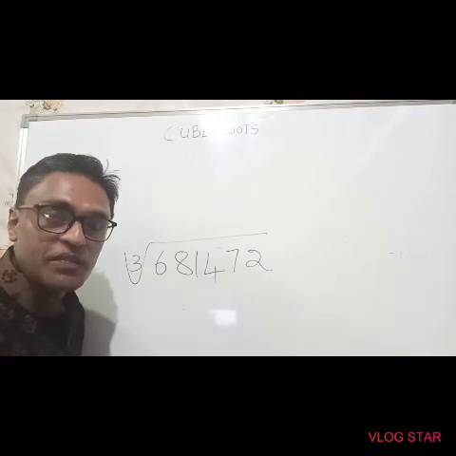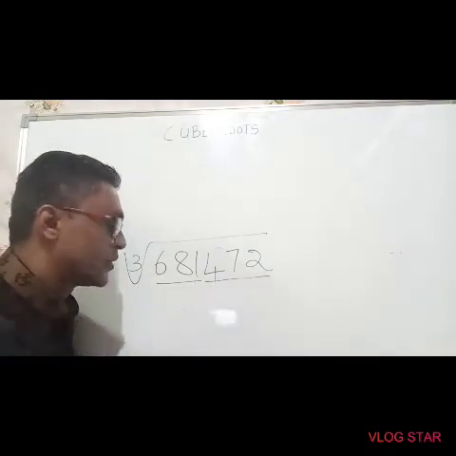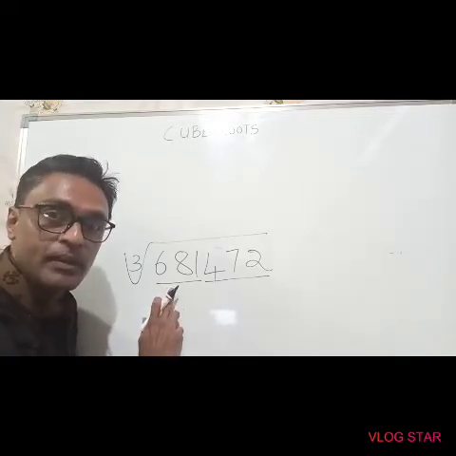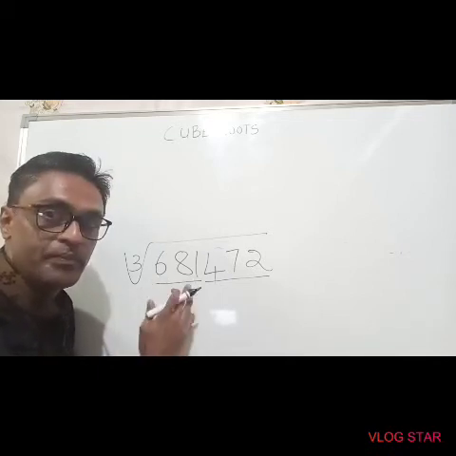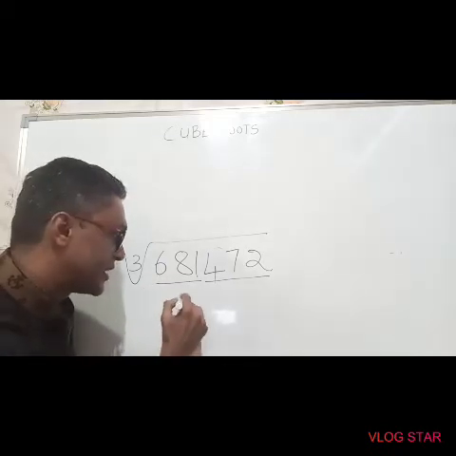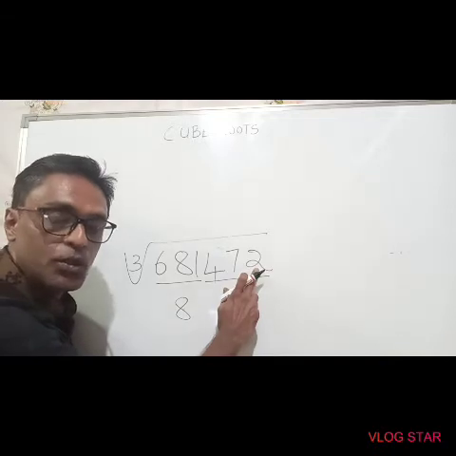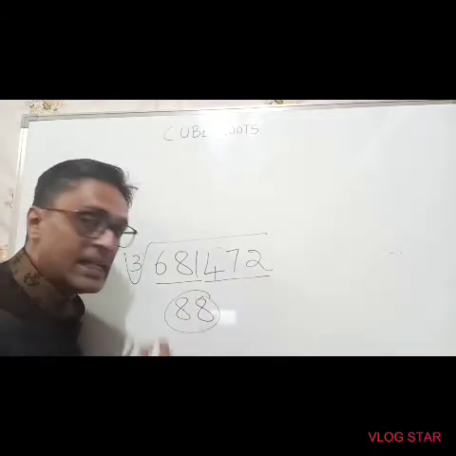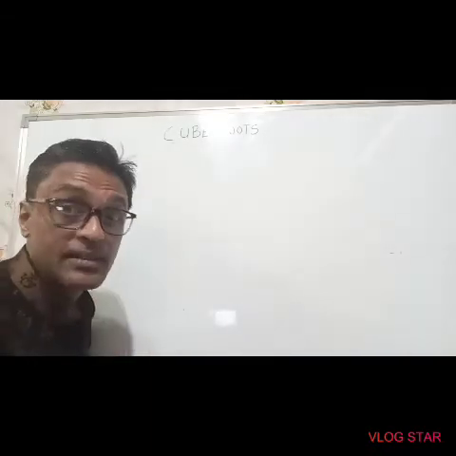Now we have to extract the cube root of a 6-digit number. Again, the last three numbers are one group, and the left side number is one group. 681 comes between 8 cube and 9 cube. 8 cube is 512 and 9 cube is 729. 681 comes between 8 cube and 9 cube. So the answer starts with 8. Come to this group. The last number is 2. Cube the number. 2 cube is 8 and 8 ends with 8. The answer is 88. Another example.